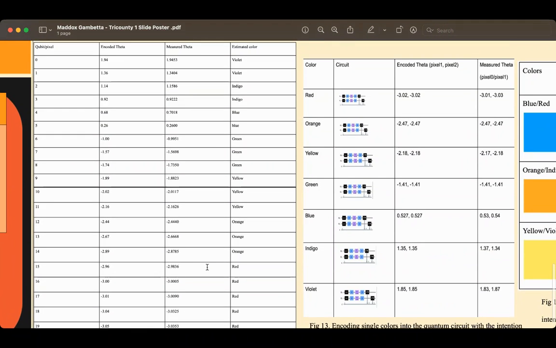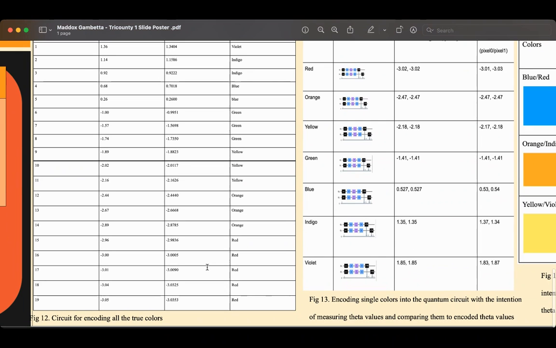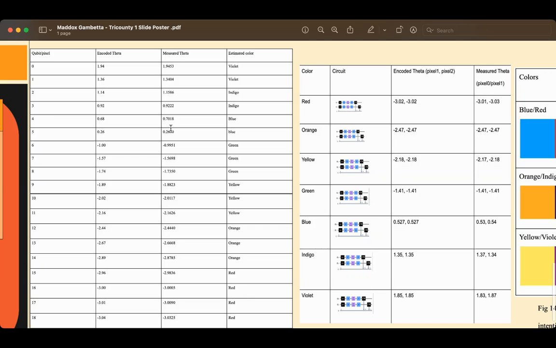Results. My first table is the true color table, which shows that the encoded and measured theta values are incredibly close to each other with a 0.27% error, meaning that it is incredibly accurate to use a quantum computer to encode true color, and that you can also use true color and the encoded values to estimate a color. For example, 1.94 would mean the color is violet, and 1.94 cannot mean any other color. Another example would be negative 1.74 would mean the color is green, and no other color could be green.